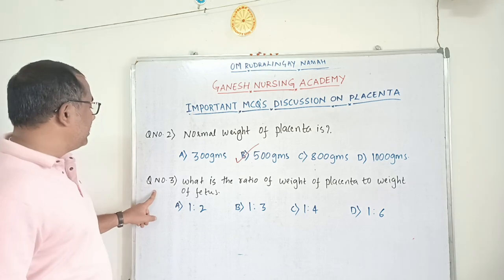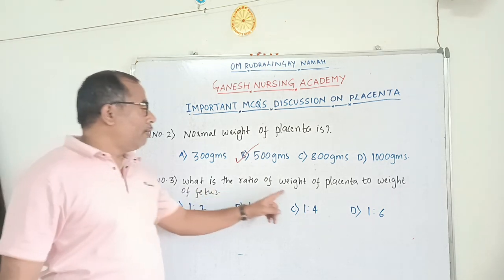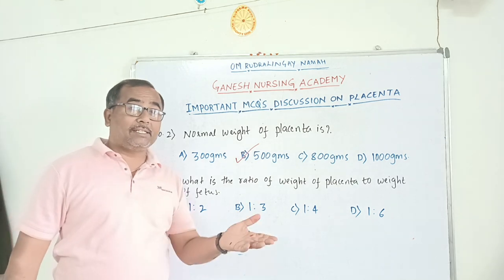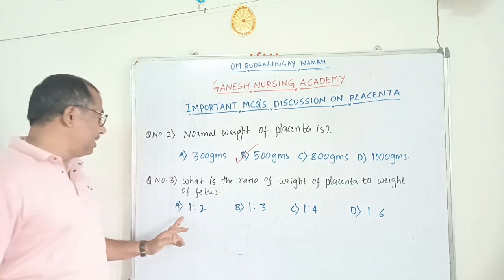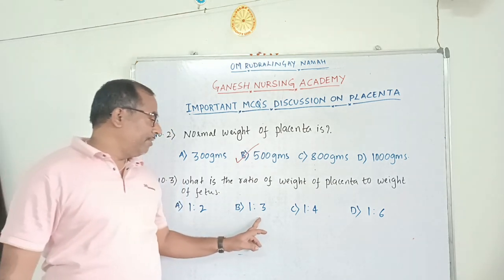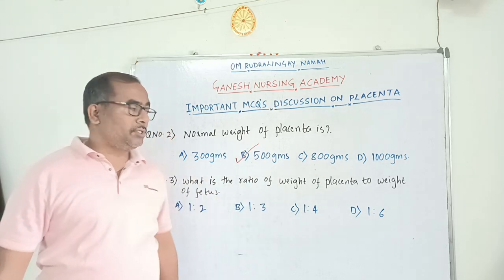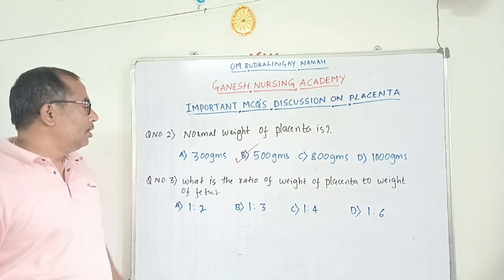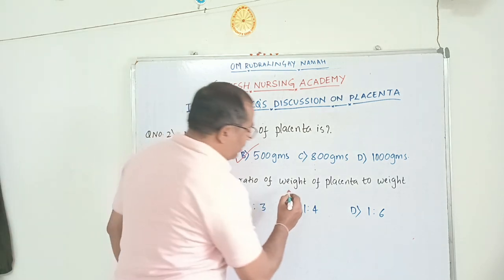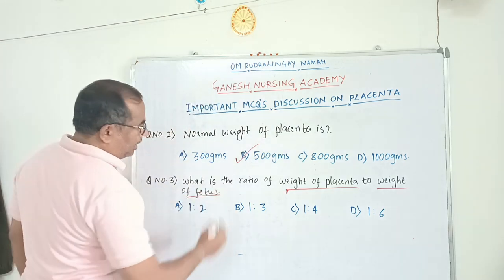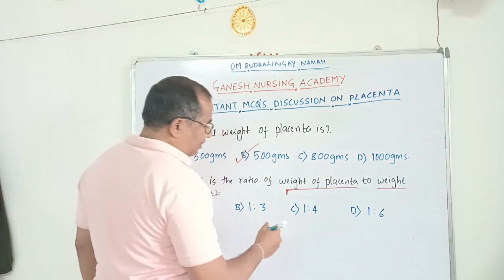And next one is question number 3. What is the ratio of weight of placenta to the weight of fetus? Option A is 1:2, option B 1:3, option C 1:4, option D 1:6. So what is the ratio of weight of placenta to the weight of a fetus? How to calculate it?